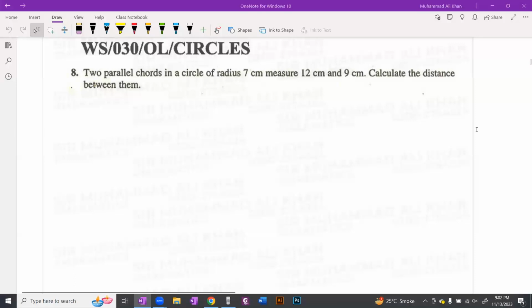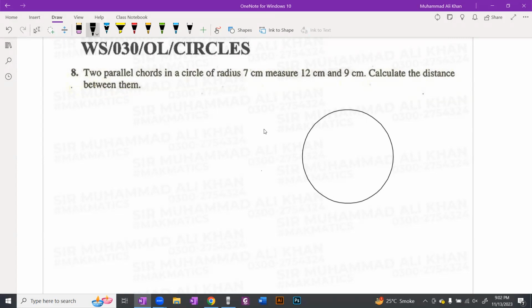Now, question number 8. Again, first, a circle. कहा गया, 2 parallel chords in a circle of radius 7 centimeter measure 12 and 9 centimeter. So the first chord is, this will be 12 and this will be 9. Radius 7. Here it is 7. Another radius 7. Same question hai as previous.